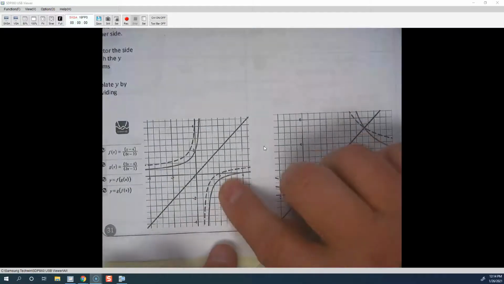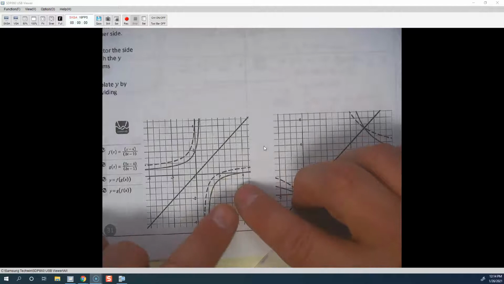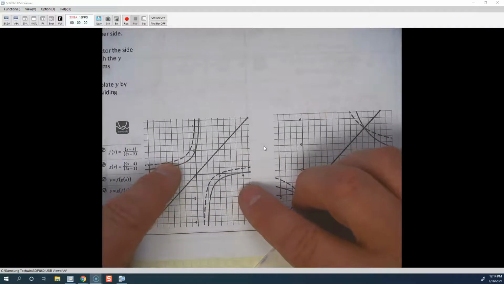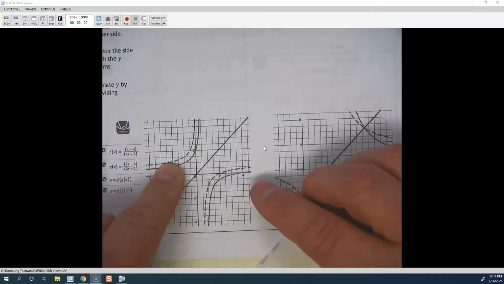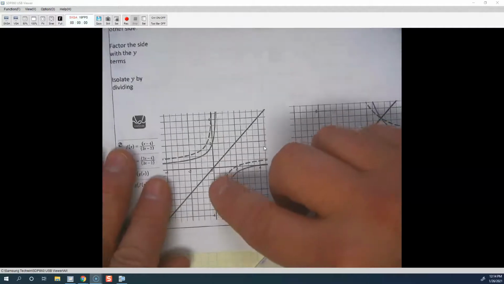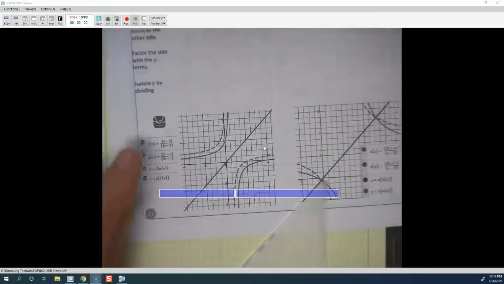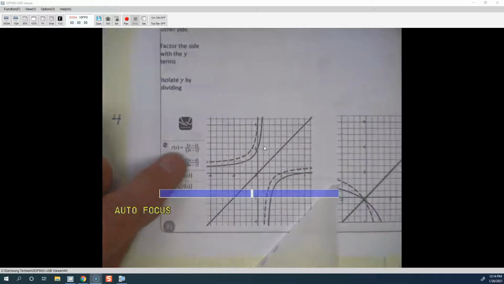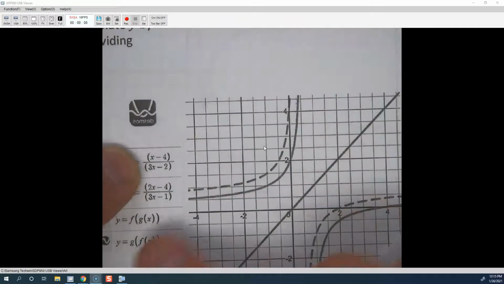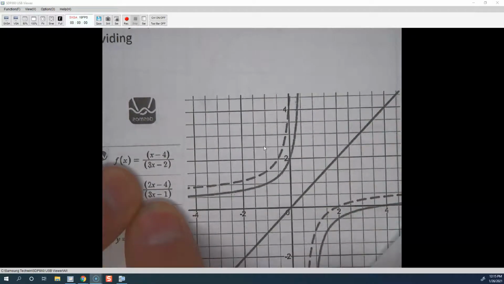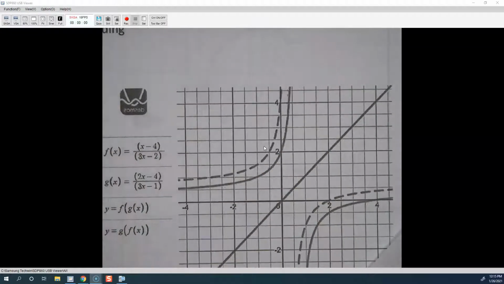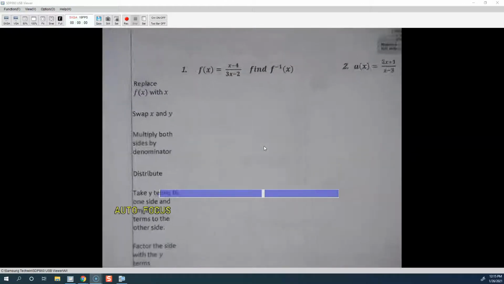Okay, if I took this bottom branch and flipped it up to the top, it would land on this dotted branch. So what we're learning how to do is find the equation. On this one, this is the original equation right here, and this is the equation of its inverse. That's the dotted equation.